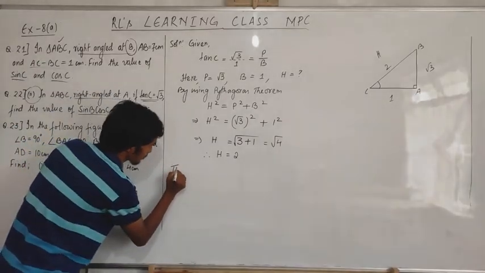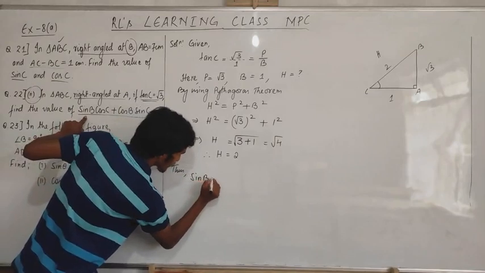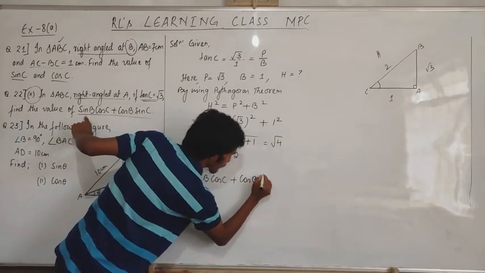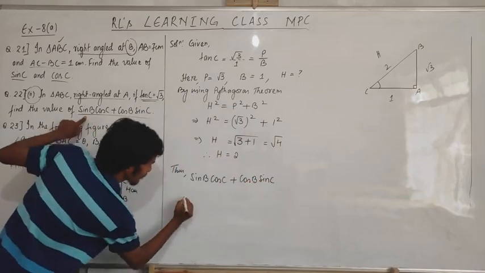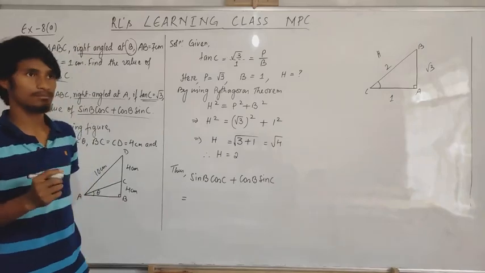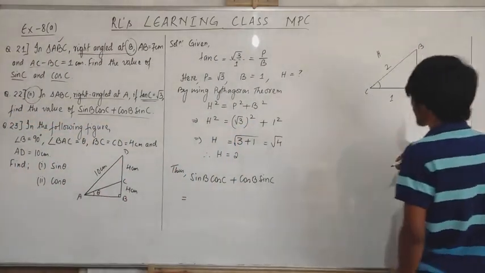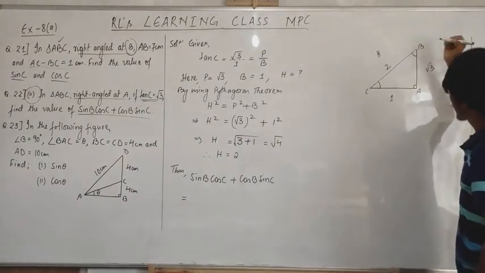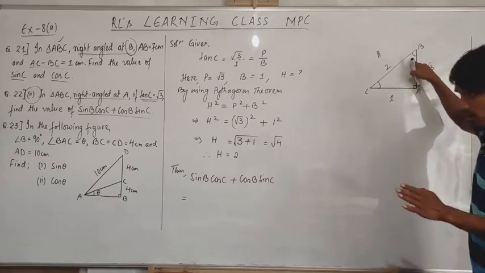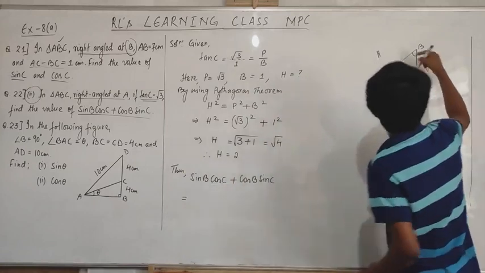Okay, thus sin B cos C plus cos B sin C. Now remember, sin B, what's the formula? Sin B is perpendicular by hypotenuse. Now sin B, where's that angle? This one, angle B. According to sin B, look for B only, don't look at C. For B only.